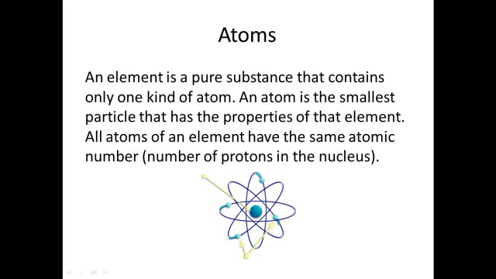Atoms are elements of a pure substance that only contain one type of atom. They're the smallest particle that has properties of that element. Okay? In an atom, you have the nucleus with protons and neutrons, and you have electrons buzzing around in electron shells.